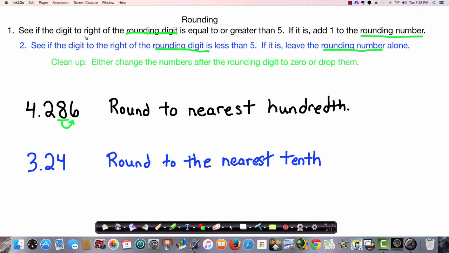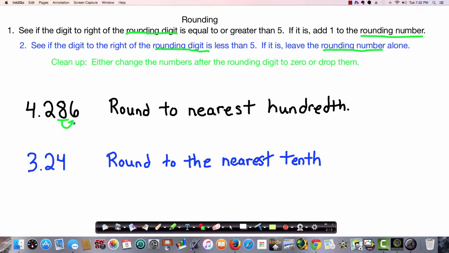See if the digit to the right of the rounding digit is equal to or greater than 5. So let's look at it. It's 6. So that is higher than 5. If it is, add 1 to the rounding number.